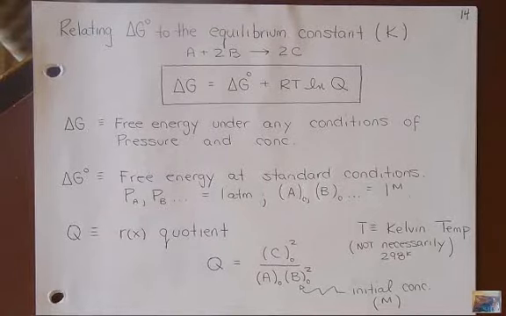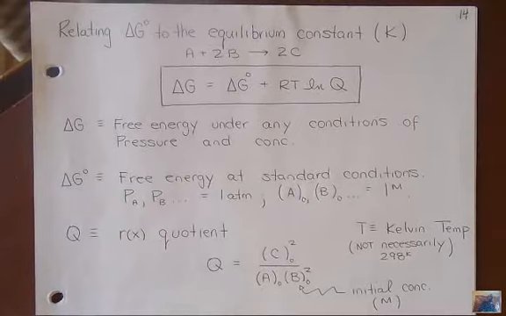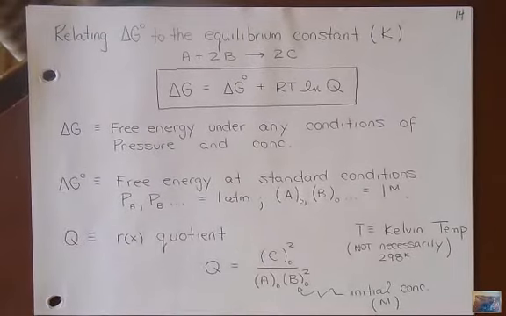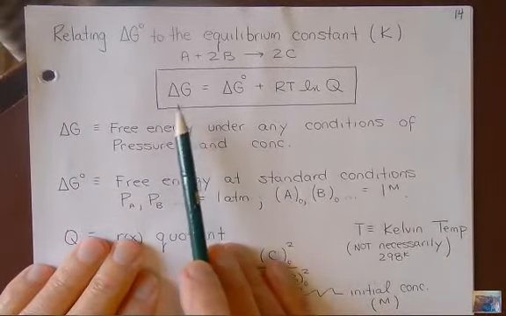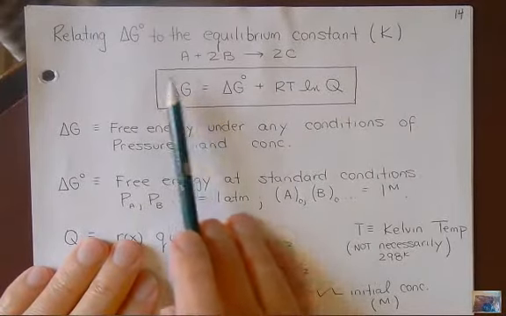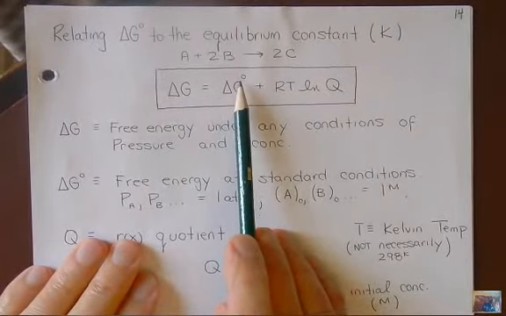Hey Chem 240, this is the fourth and final video that we're going to do for chapter 19, which is on thermochemistry. So the first thing that we're going to start with is a really cool equation that relates delta G under any conditions to delta G under the standard conditions.